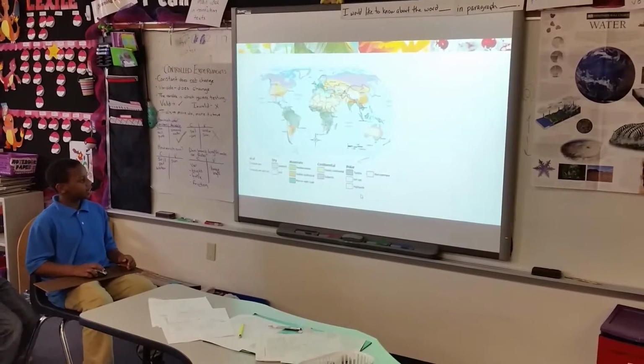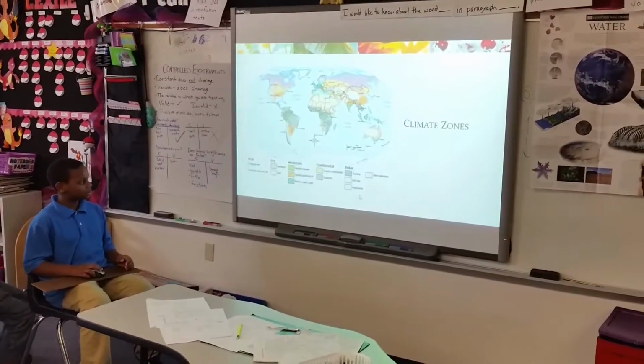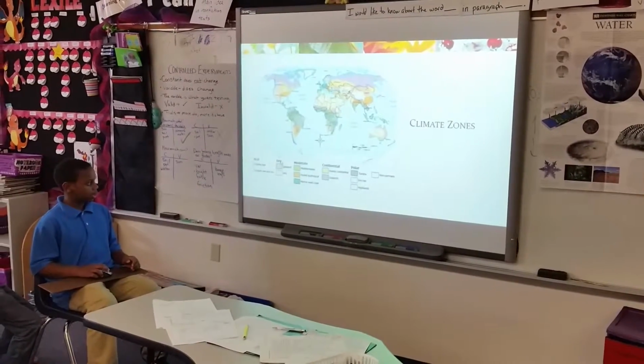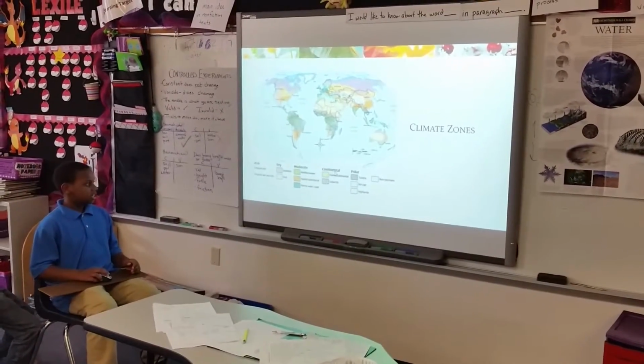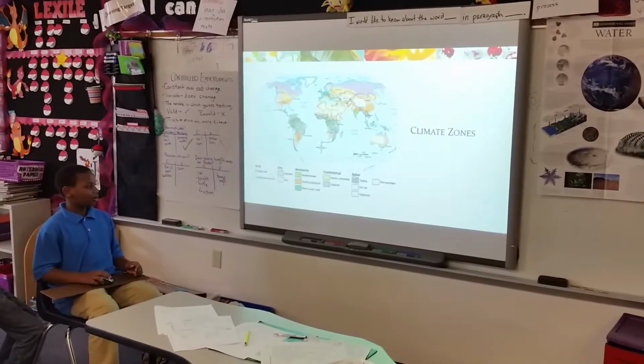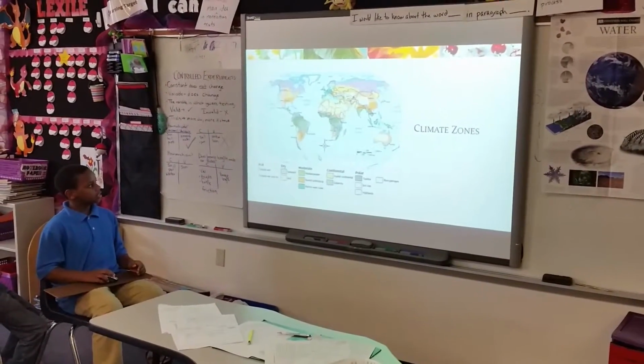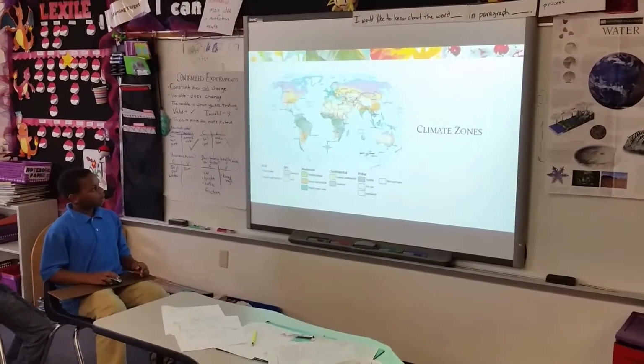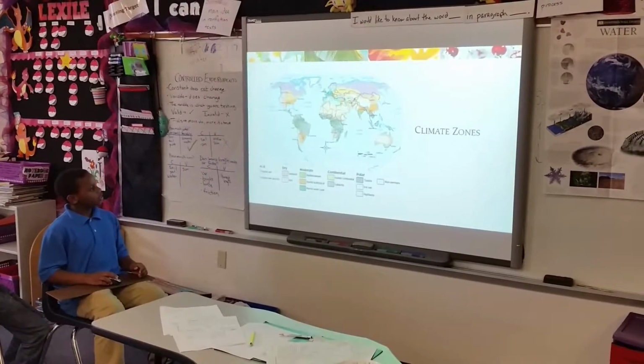This is the climate zones. So this was supposed to be subtropical, dry, moderate, continental, and polar. All these, the colors match with where they are on this globe.